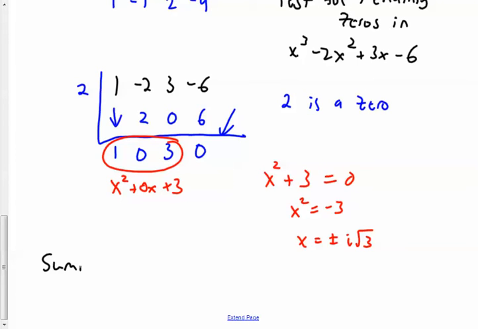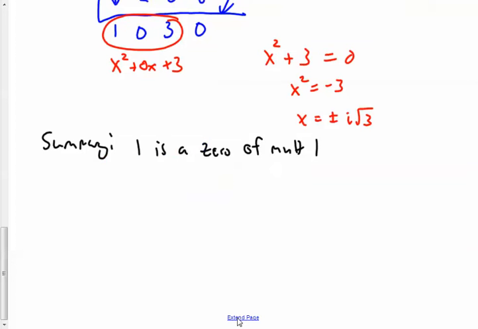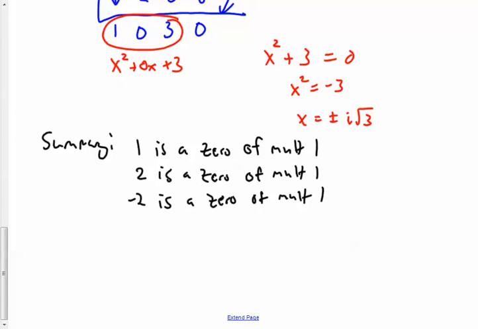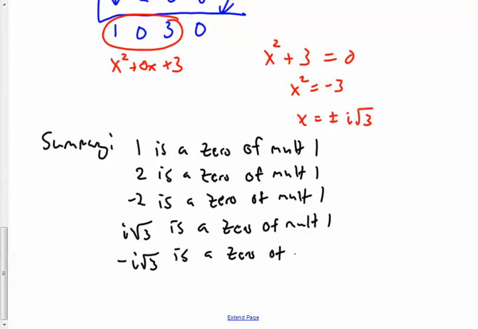So to summarize, we found the first 0 is at 1. So 1 is a 0 of multiplicity 1. We found that 2 is a 0 of multiplicity 1. Our negative root we found at negative 2 is a 0 of multiplicity 1. And then our last two zeros, we have the positive i times the square root of 3 is a 0 of multiplicity 1, and negative i times the square root of 3 is a 0 of multiplicity 1.